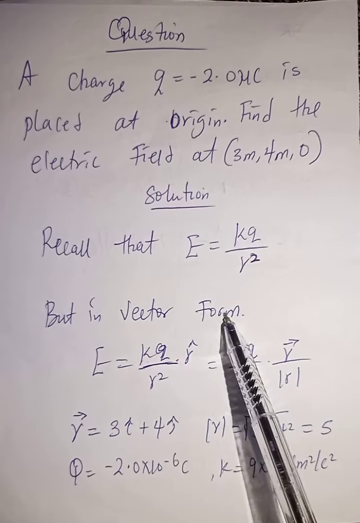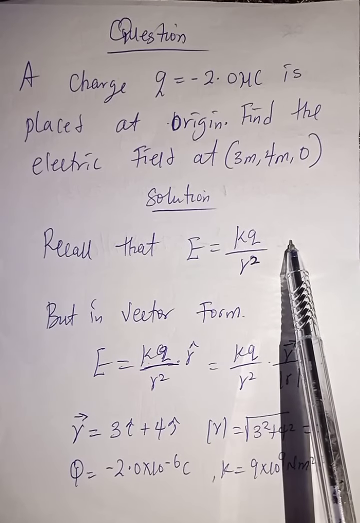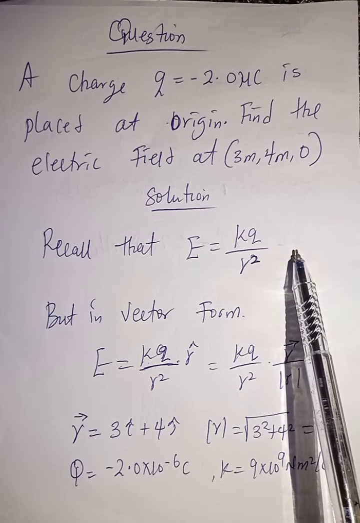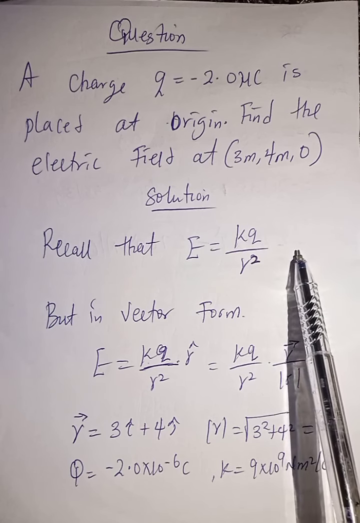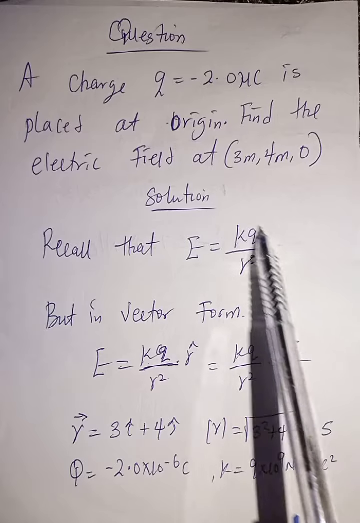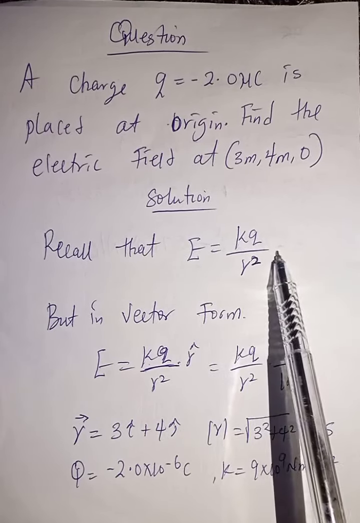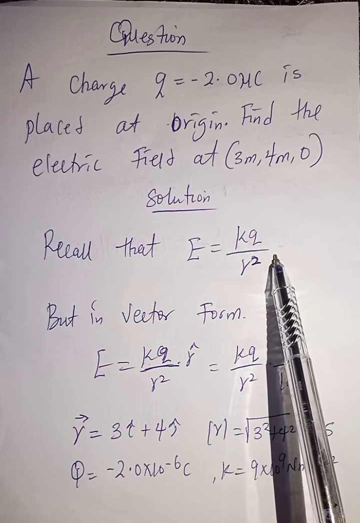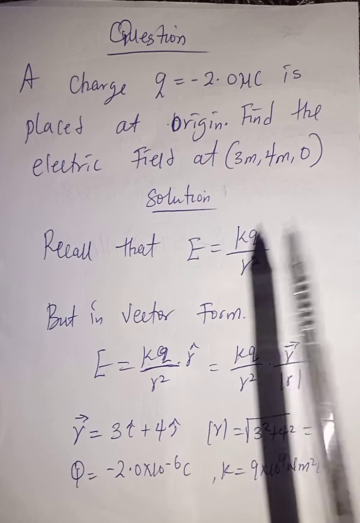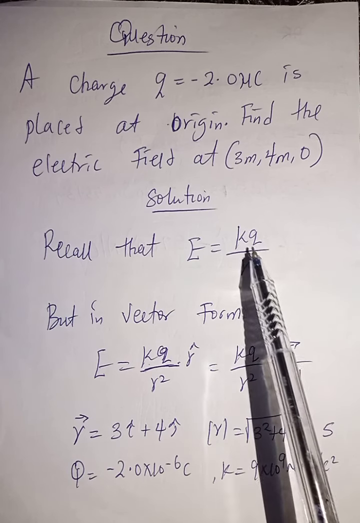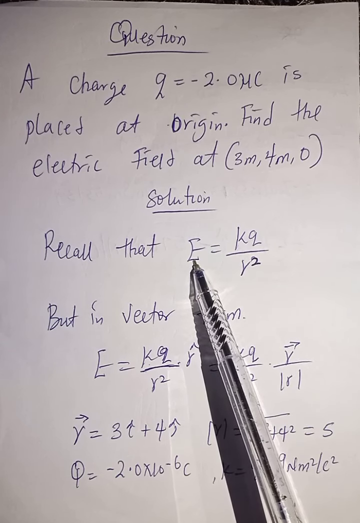Then in vector form, remember electric field is a vector quantity, so you have to give this a unit vector. We use unit vectors to denote the direction of a physical quantity. So if you want to give this formula a vector form, you use a unit vector to denote the direction, which is actually coming from the distance or the displacement between this Q and the electric field point. That's where the unit vector will be coming from.